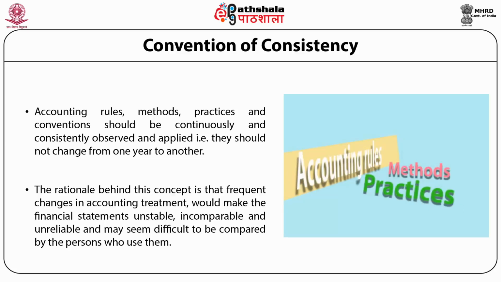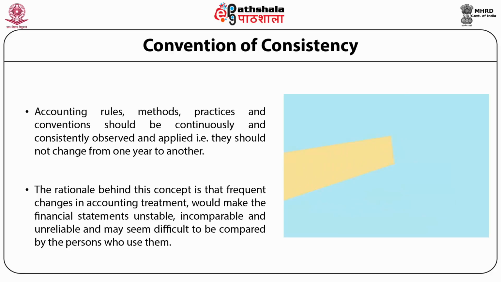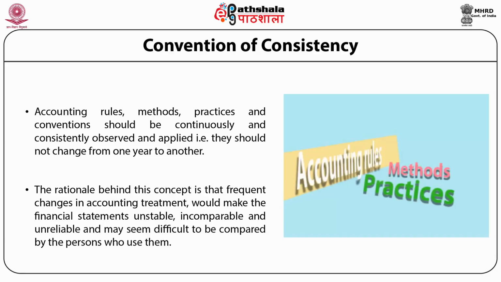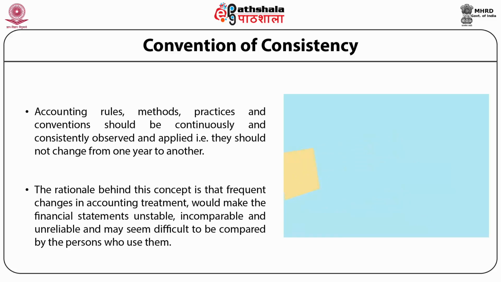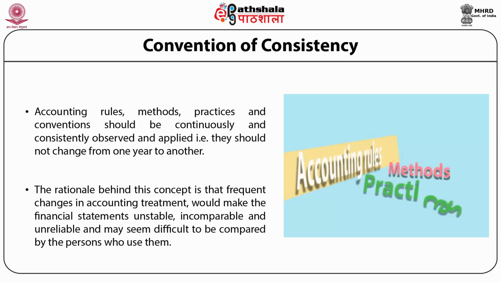For example, the principle of valuing stock at cost or market price, whichever is less, should be followed year after year without any change to get comparable results. Similarly, if depreciation on fixed assets is provided on straight line method in one accounting year, it should be followed year after year to maintain uniformity. Consistency serves to eliminate personal bias because the accountant will have to follow consistent rules, practices, and conventions year after year and cannot apply his own judgment or views while maintaining records.